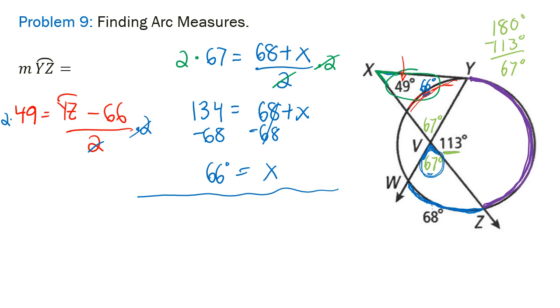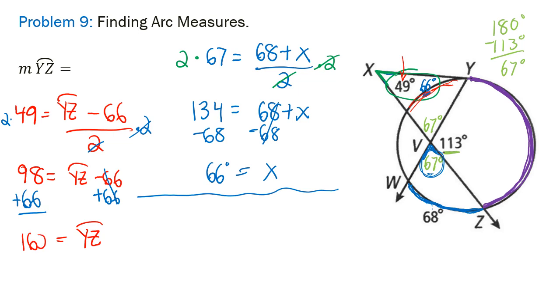49 times 2 is 98, which equals the arc YZ minus 66. I'm going to add the 66 over. And so the arc YZ is equal to 98 plus 66, which is 164 degrees. And you found it. This one's a bit trickier. It does require you to use both of the formulas you learned to figure out this problem.